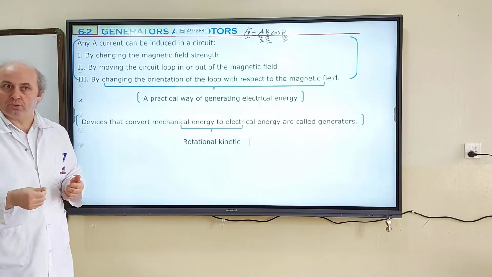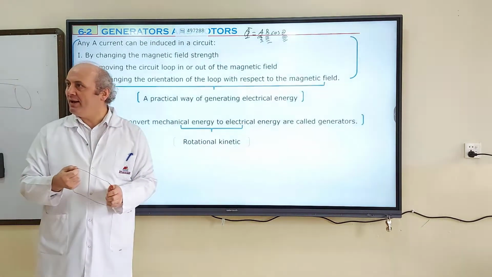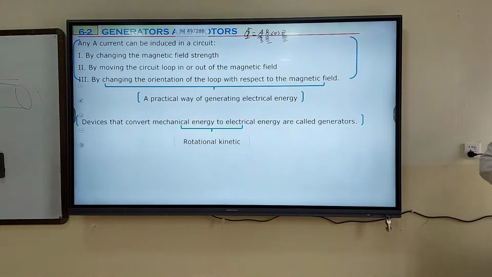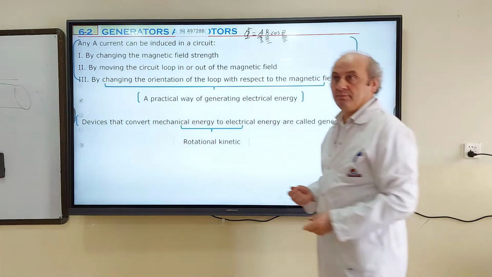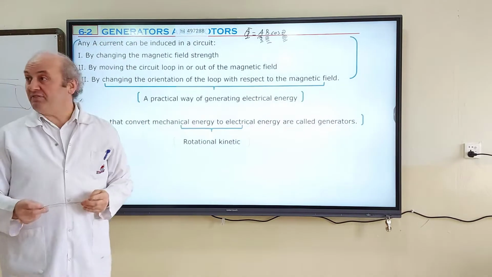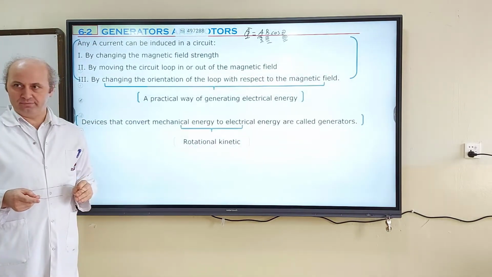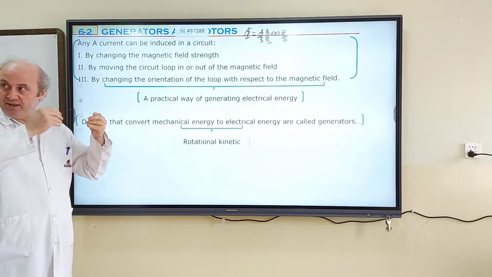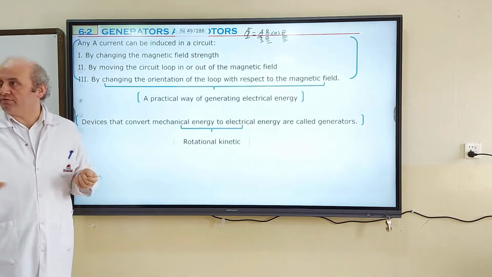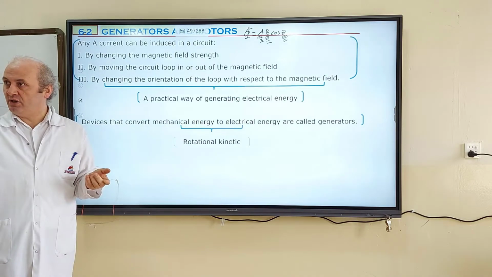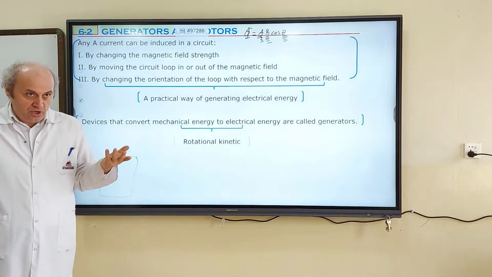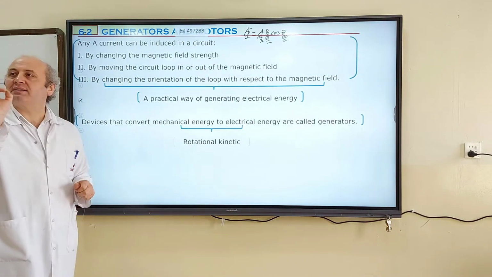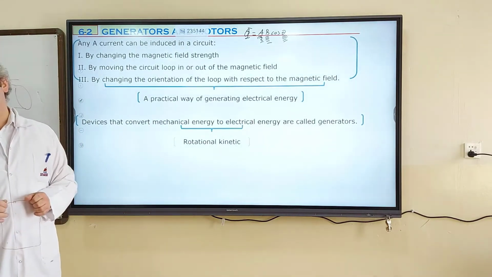Rotate the loop, rotate the coil inside a magnetic field. Even when you are rotating the coil inside a magnetic field, magnetic flux is continuously changing. As you are rotating the loop, magnetic flux continuously changes. Continuously changing magnetic flux induces EMF. We get a continuous EMF. That's why the third method is the practical method for inducing EMF.